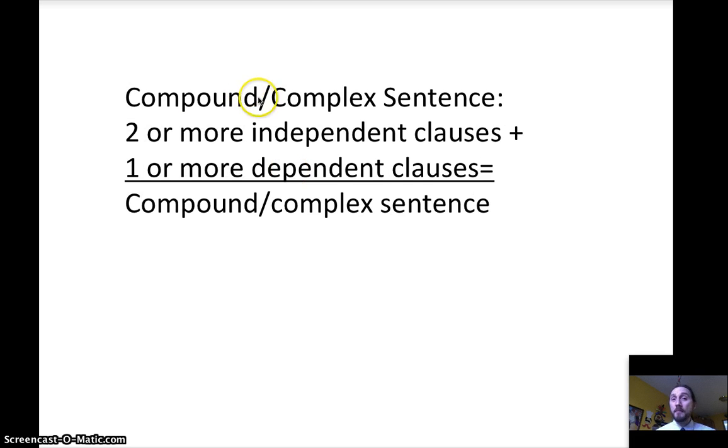Now, a compound complex sentence is just that. It's a compound sentence that is complex. So instead of just one independent clause, it's going to have two or more. It could have 2, 3, 4, 5, 10, 20, and at least one dependent clause, because the dependent clause is what makes it complex. So two independent or more plus one or more dependent clause equals one compound complex sentence.